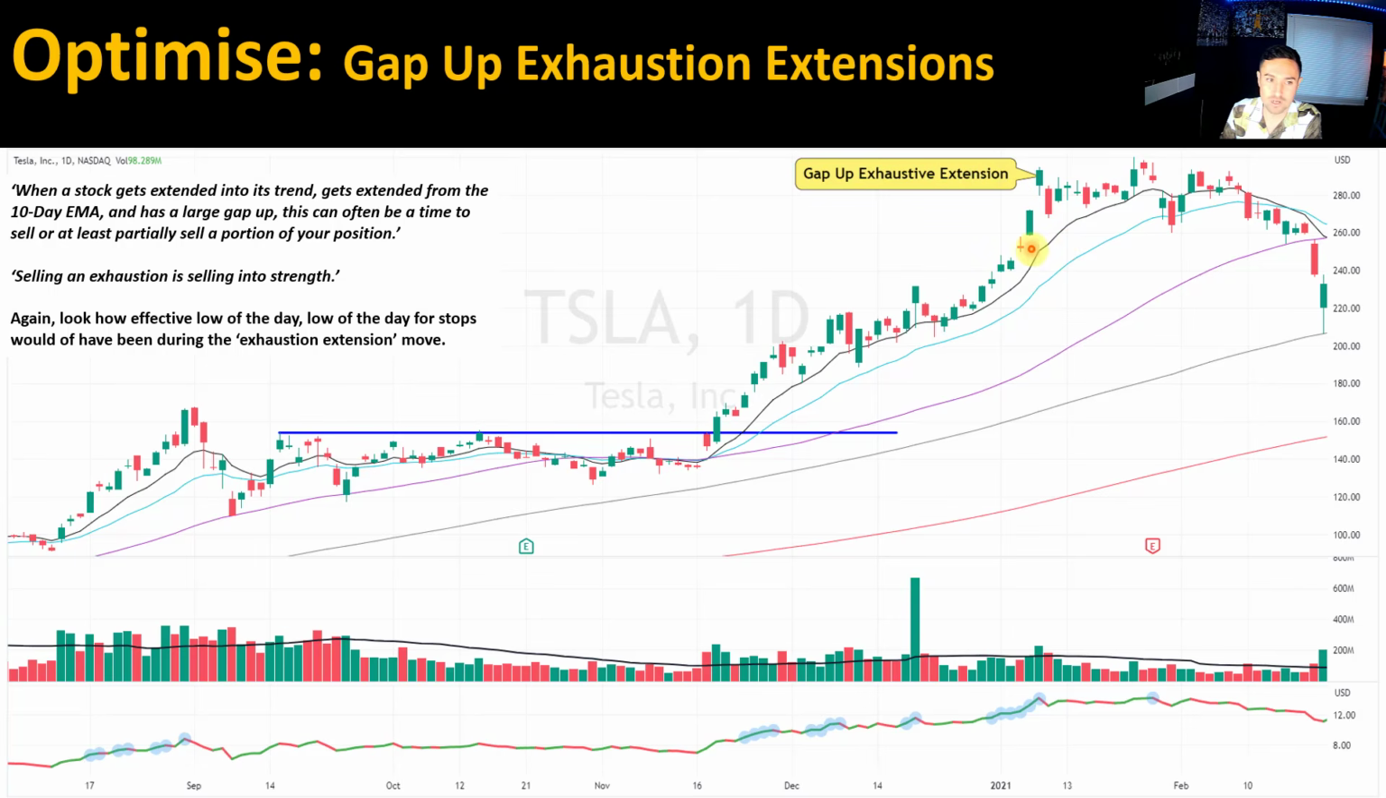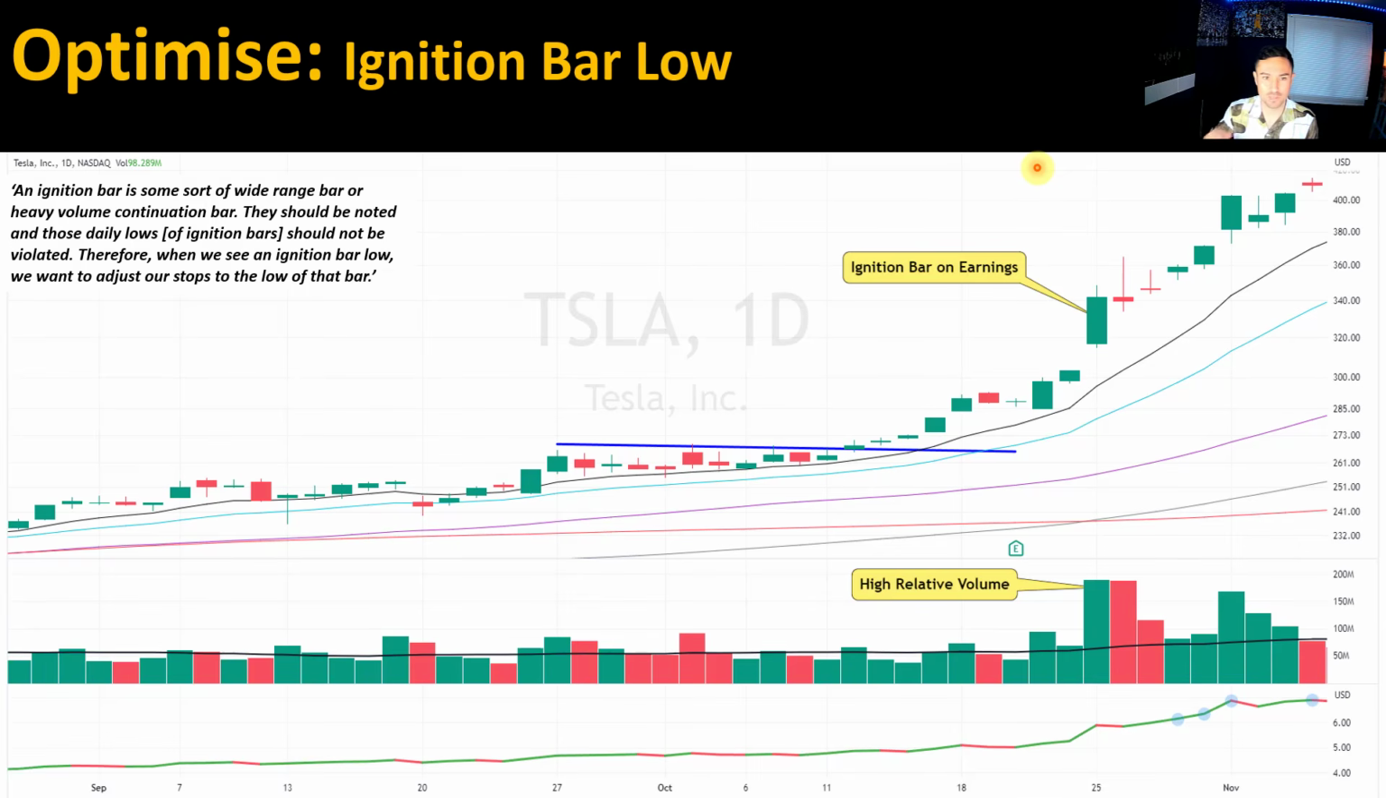But you have got to understand the stock and understand when it is potentially extended and climactic and extended from the 10 EMA. So this here would then be the exhaustion extension, okay? Hopefully that is making sense, but the aim is trying to stay in for the intermediate term trend and ride it.